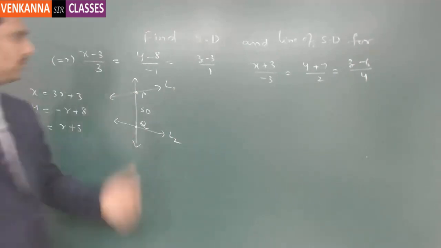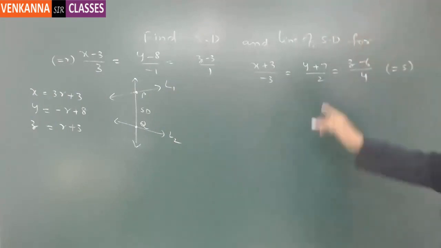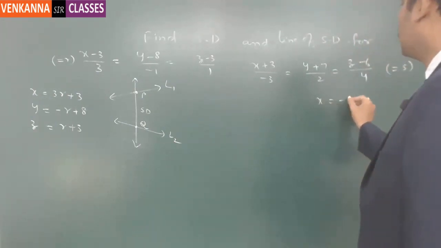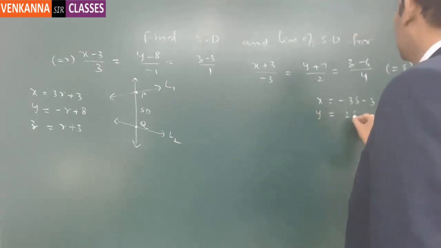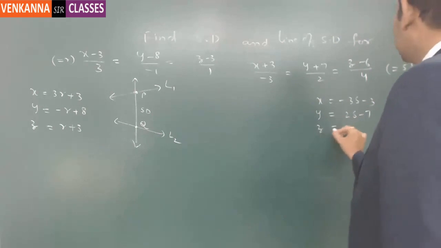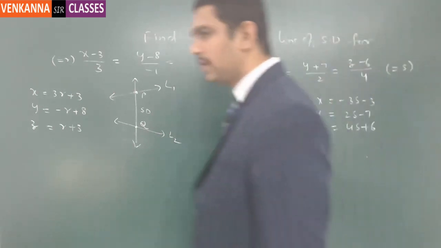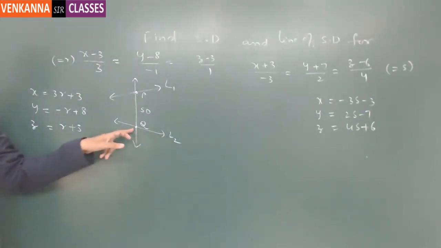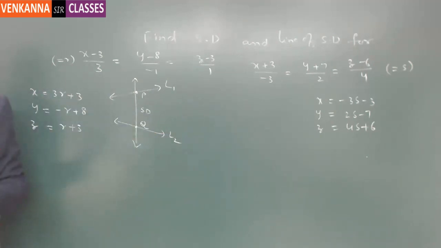Similarly, if you write the value as S for the parametric form of the second line, you have x is equal to minus 3S minus 3, y is equal to 2S minus 7, z is equal to 4S plus 6. So every point on L2 will be of this form. So Q is also of the same form for some S.